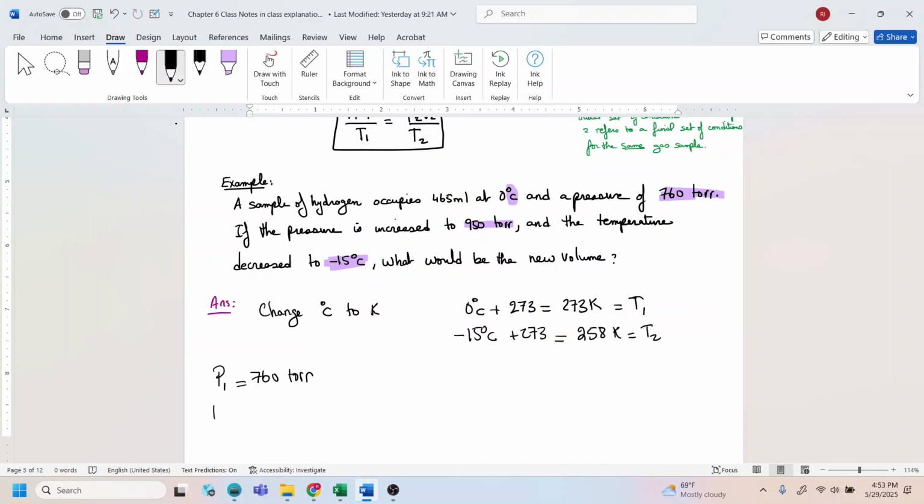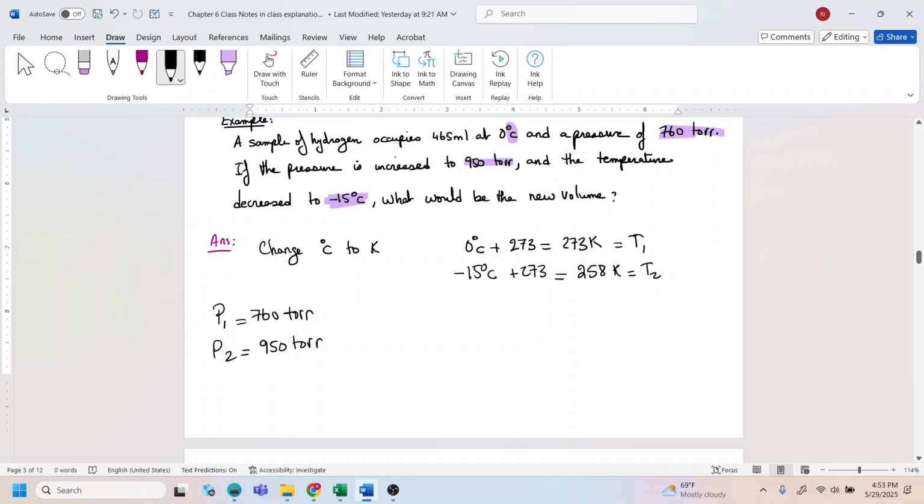We can leave the unit as is because we can cancel the unit out. But if the units were different, you have to change them into the same unit. So P1, P2, and then we go by V1. You are given 465 mL. No need to change this one into liters because you need to find the second volume, and they did not tell you to find the second volume in a different unit. So we're going to keep it in mL.